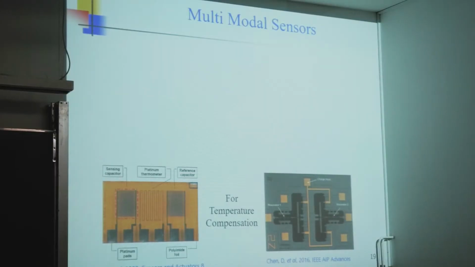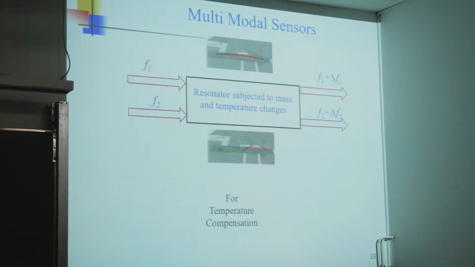So how do you compensate for the temperature effect? Well, the approach in the literature: you build two identical systems. One you expose to mass, the other one you don't expose to mass, and then you subtract the response of one from the other, so that if there is a temperature effect, it will be canceled out, right? So all we are doing here is to say, well, let's have the same structure, but actuate two modes and observe two modes of vibration instead of one mode, and then the same effect will happen.